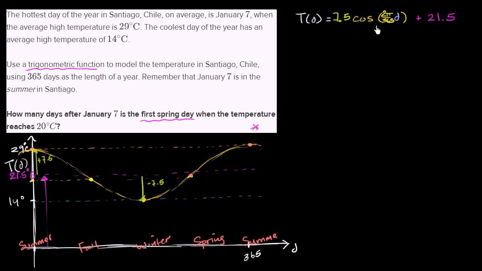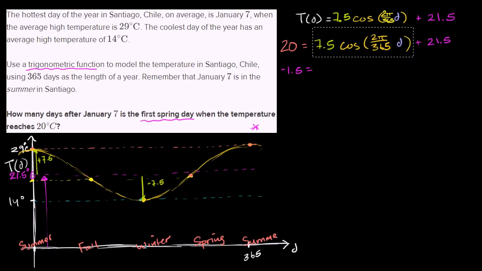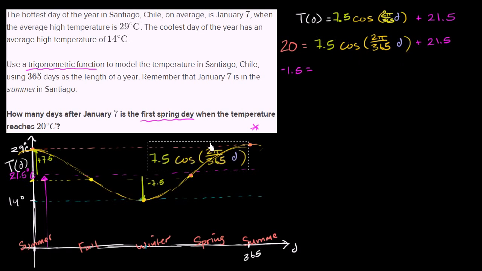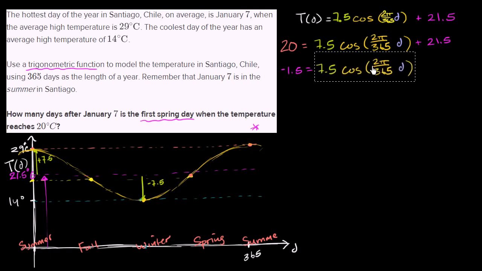So let's just think about that as we try to manipulate this a little bit. So we want to get to 20 degrees Celsius. So we could write 20 is equal to 7.5 times cosine of 2 pi over 365 times the days plus 21.5. Now we could subtract 21.5 from both sides, and we get negative 1.5 is equal to, and I'll just copy and paste all of this. It's going to be equal to that right over there.